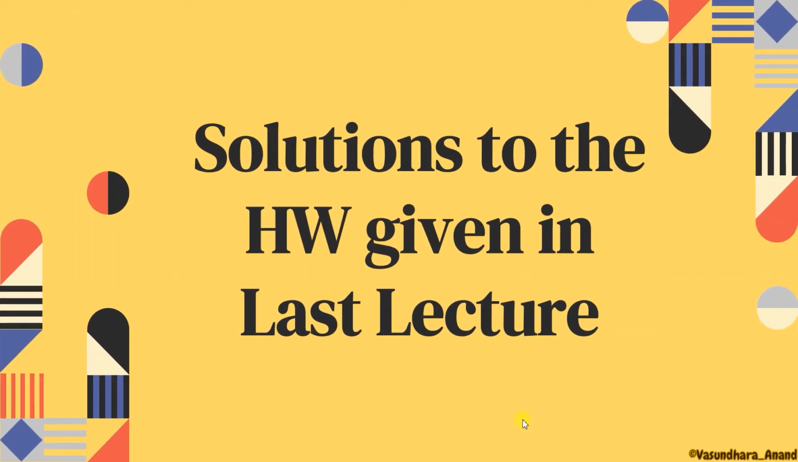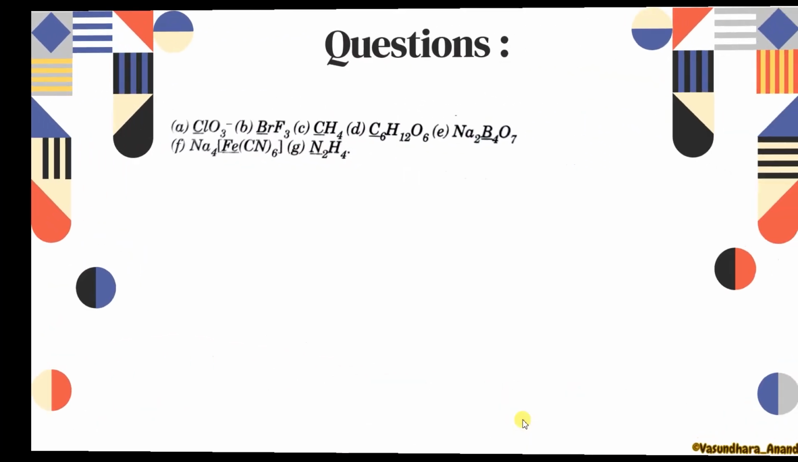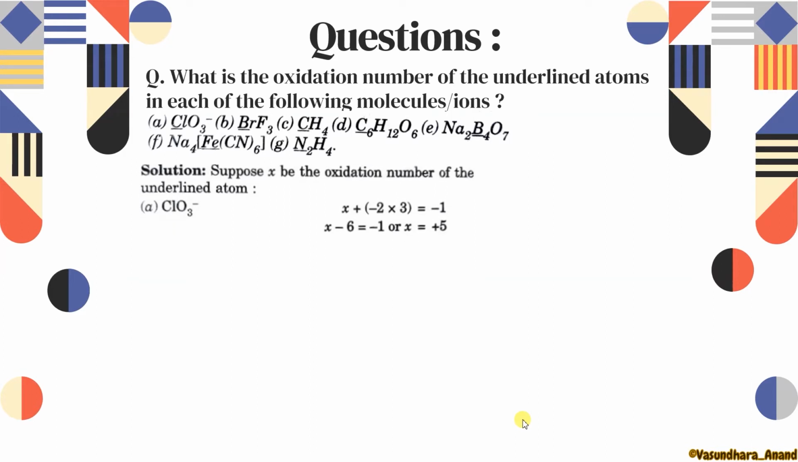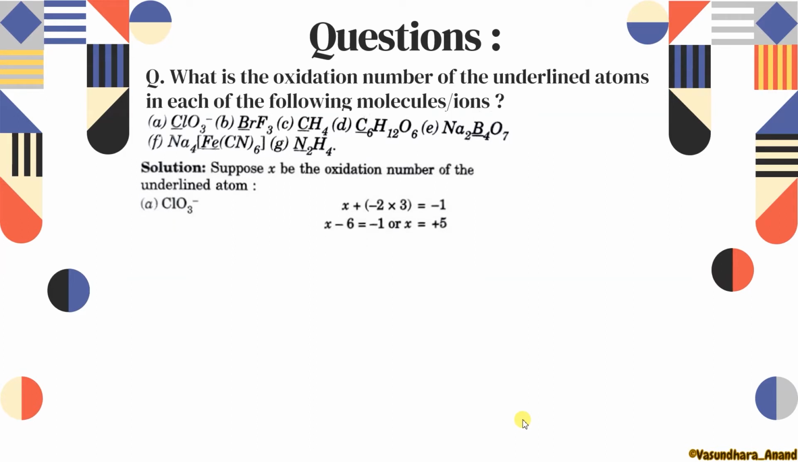The solution to the homework given in the last lecture. I had given 2 questions, so let me explain them. The first question was: what is the oxidation number of the underlined atoms in each of the following molecules and ions? First was ClO3⁻. Chlorine is X and each oxygen is -2, so it will be -6, and the whole charge is -1, so we make it equal to -1, and hence X will be +5. Now BrF3: Br is X, each F is -1, so 3 F will be -3, and if we solve it, we get Br as +3.